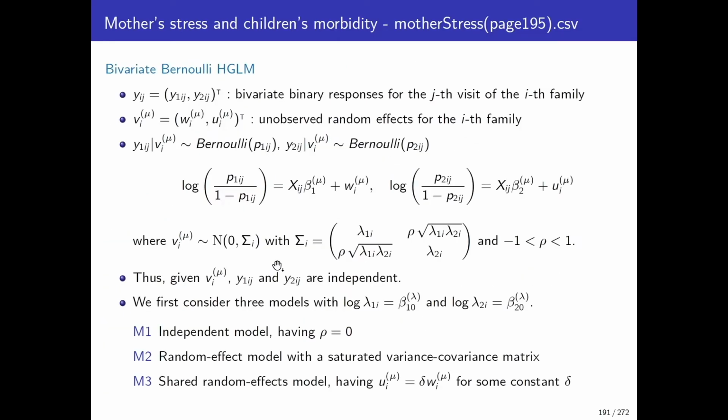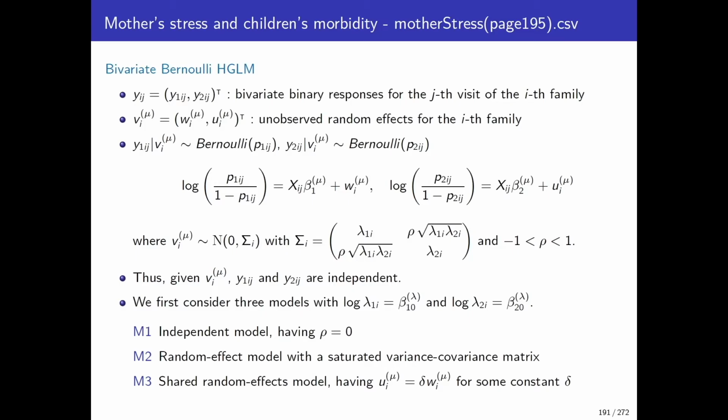We will employ the bivariate Bernoulli HGLM, with (Y1ij, Y2ij) transpose for the bivariate binary response for the jth visit for the ith family, and (v_i^mu, w_i^mu, u_i^mu) transpose for unobserved random effects for the ith family. Y1ij with condition v_i^mu follows the Bernoulli, and Y2ij with condition v_i^mu follows the Bernoulli P2ij.